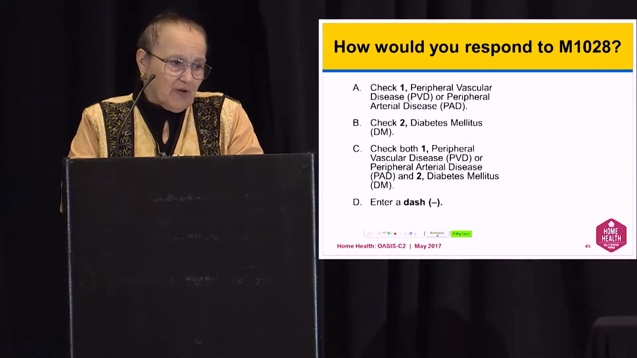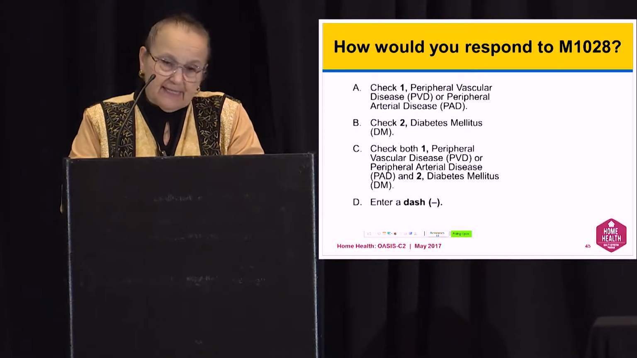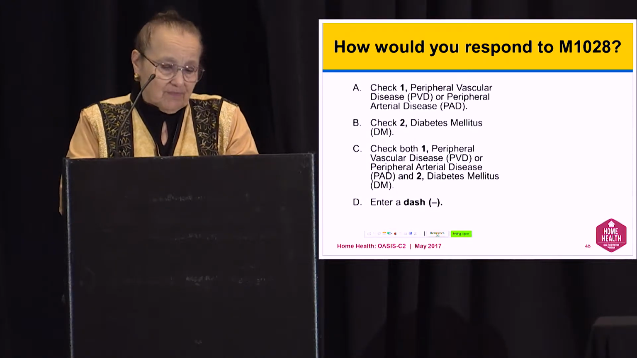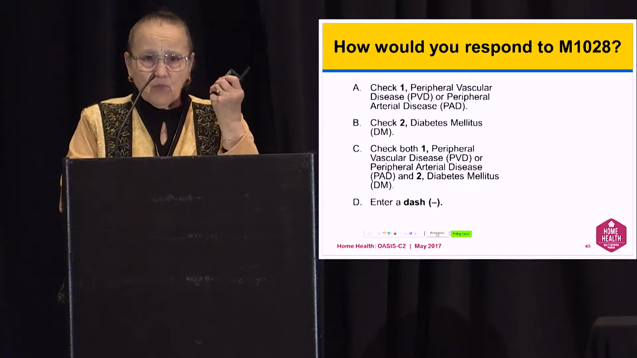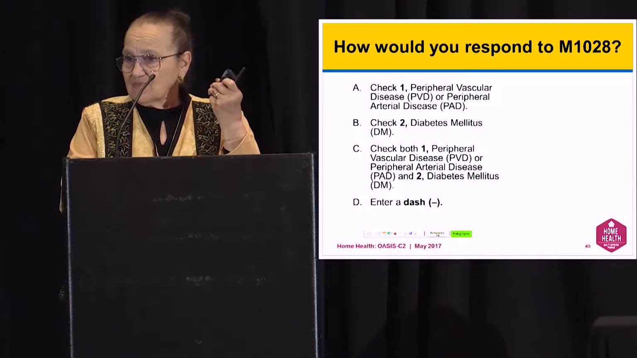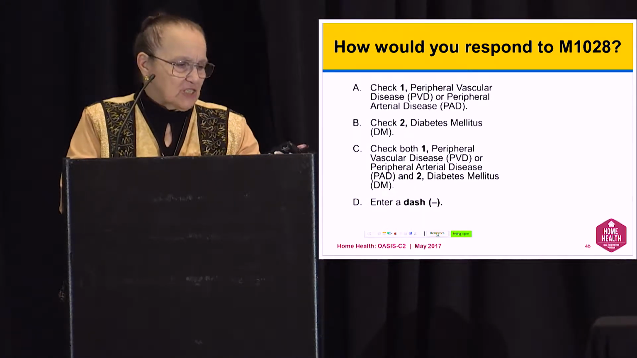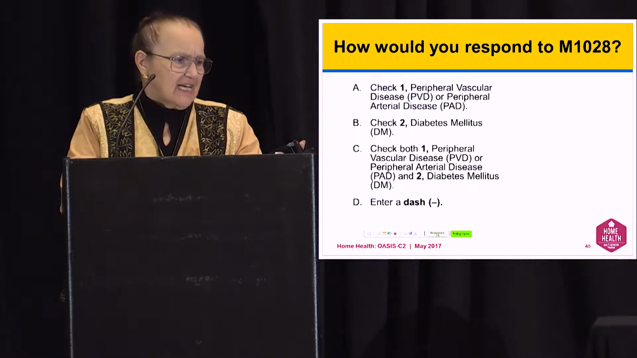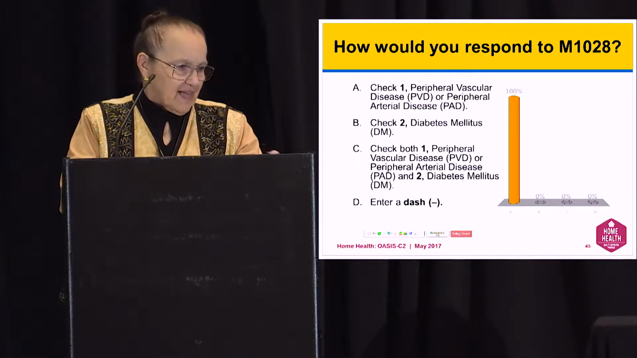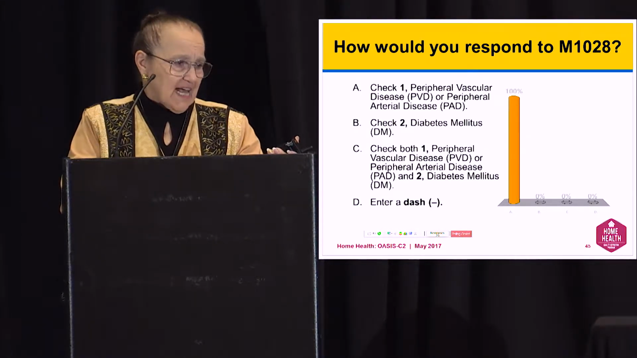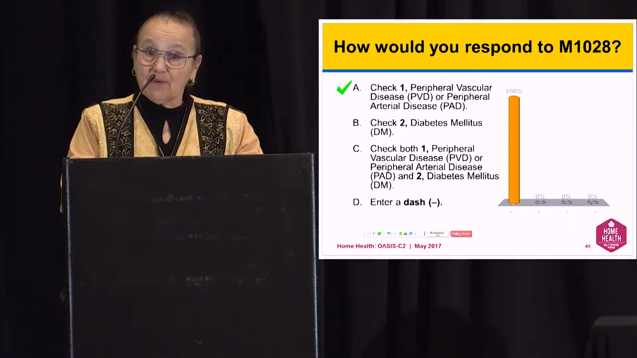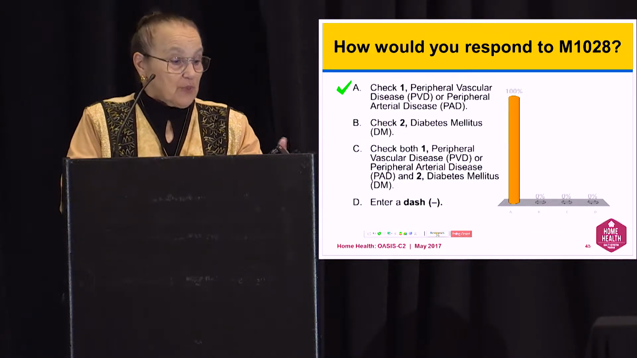Will you check off number 1, PVD, PAD? Diabetes, number 2? Would you check both? Or would you put a dash? If you got your clickers, pick one of those. These are easy this morning. You've all been paying attention. You must have been reading your slides last night. Look at that. 100% on the correct answer. You guys are really good today.